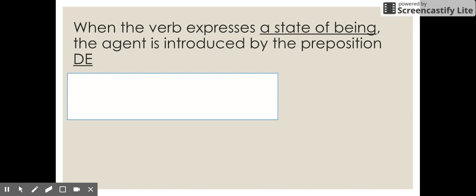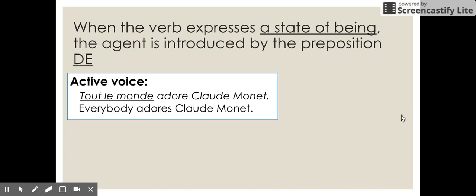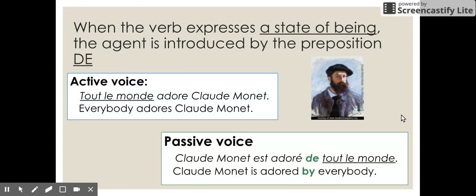When the verb expresses a state of being, like loving, respecting, adoring, those types of things, these aren't physical actions. So the agent is introduced by the preposition de. So if we take the sentence, tout le monde adore Claude Monet, everybody adores Claude Monet, active voice, transforming it, Claude Monet est adoré de tout le monde. But notice the English is the same translation. Claude Monet is adored by everybody.